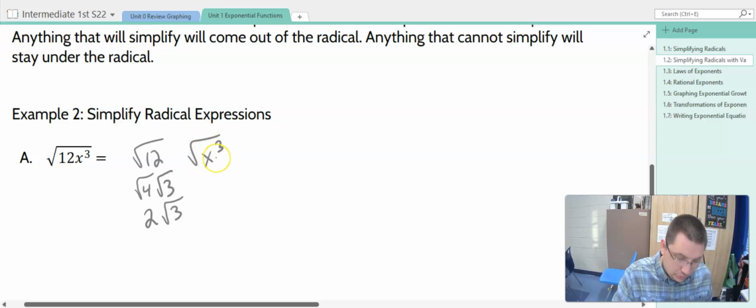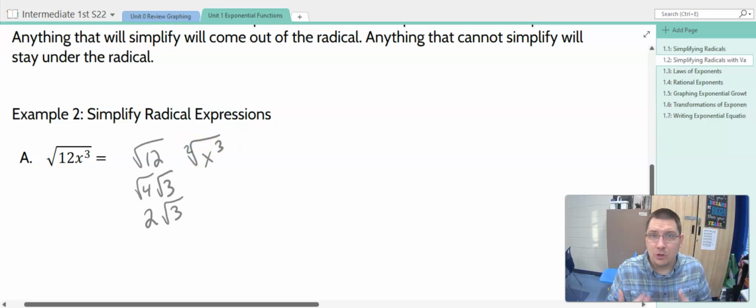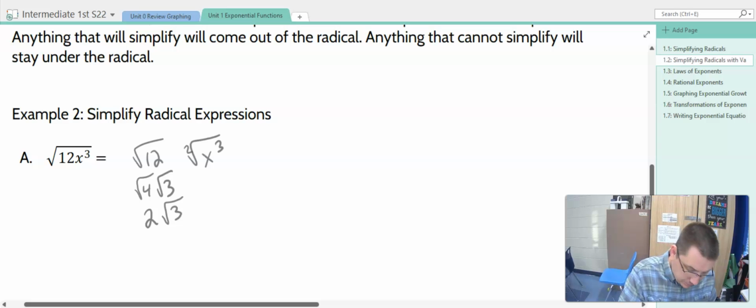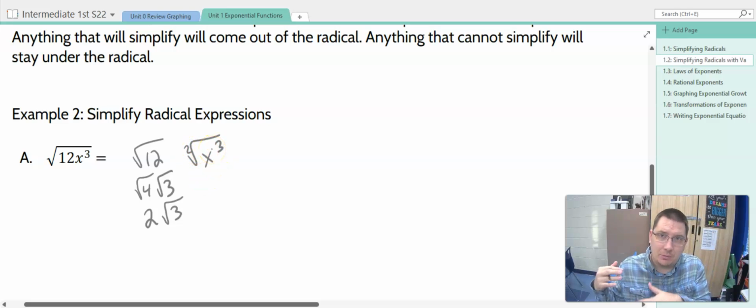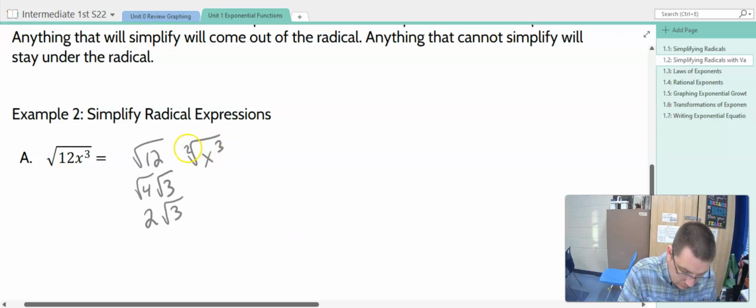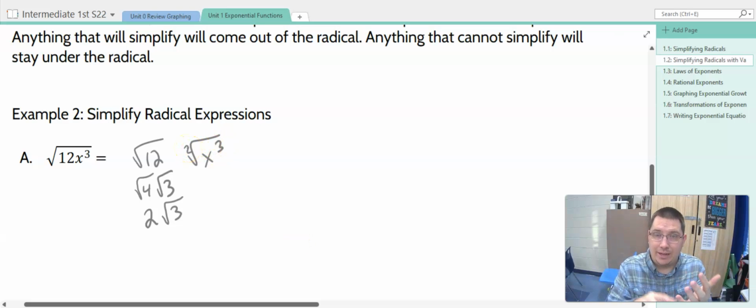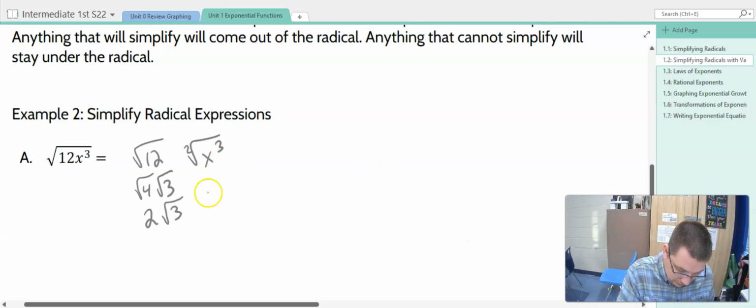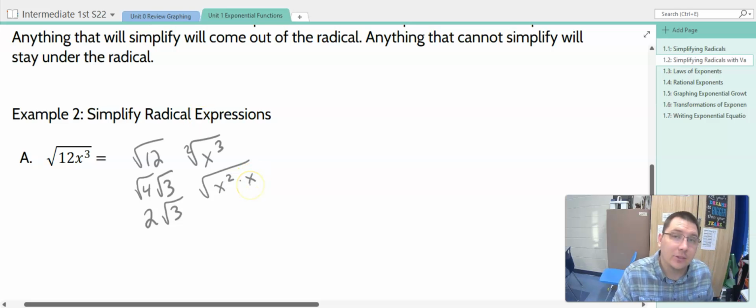Now we come over to the variable part. Well, I've got a power of 3, and our index is 2 here. Remember, if there's no index, the index is 2. And so I want to be able to divide this into an equal number of parts, and then anything separate will stay under. And so multiples of 2: 2, 4, 6, 8, 10. Well, there's a 2 here, right? So I can separate this out to x squared times x. Because remember, we were going to add those powers back together. And so the square root of x squared times the square root of x.